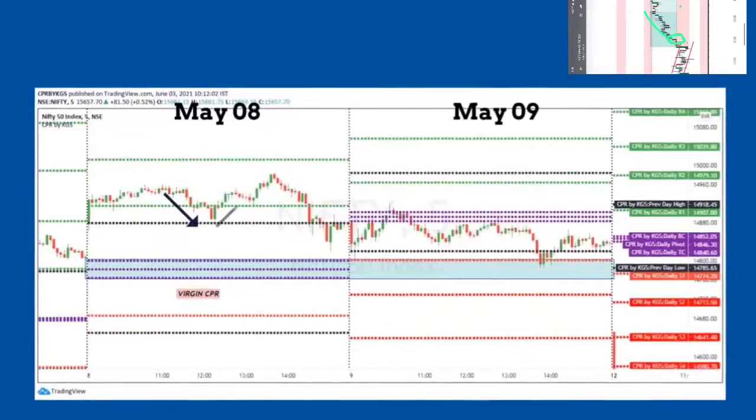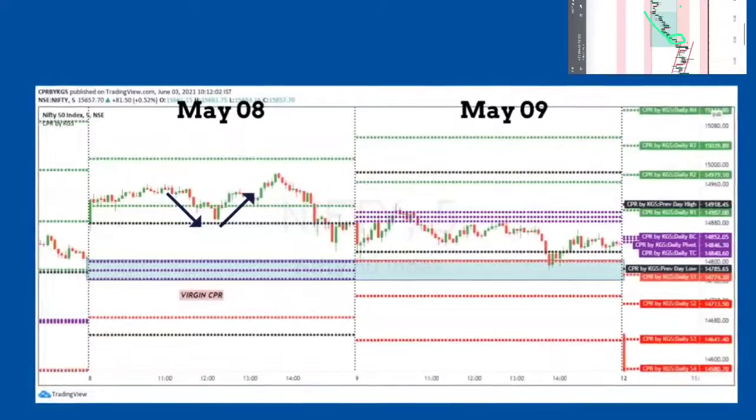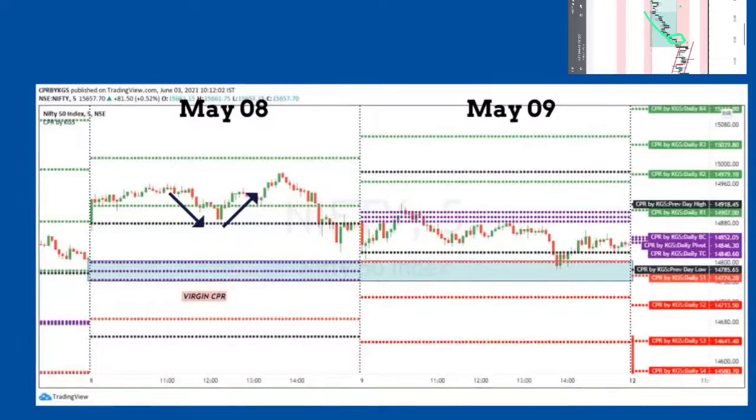See here, these 3 lines were not touched at all by the candles on May 8th, so this CPR is called a Virgin CPR. We have to extend this CPR line for the next day, on May 9th. Once the candles reached the Virgin CPR, it bounced back towards the upside.